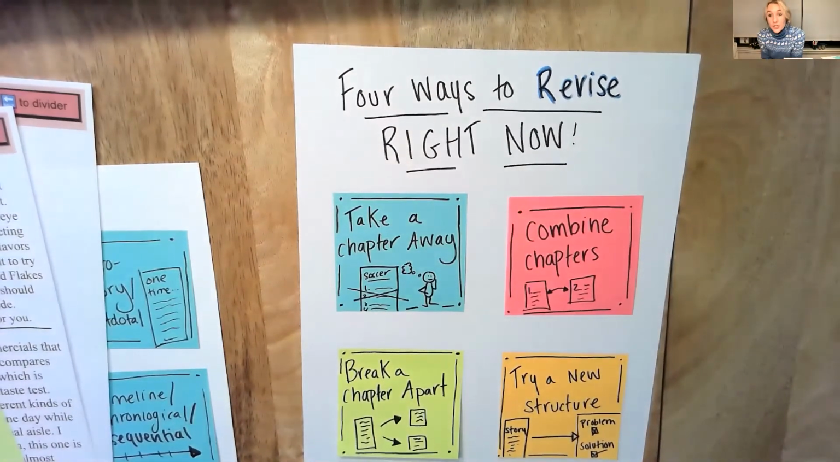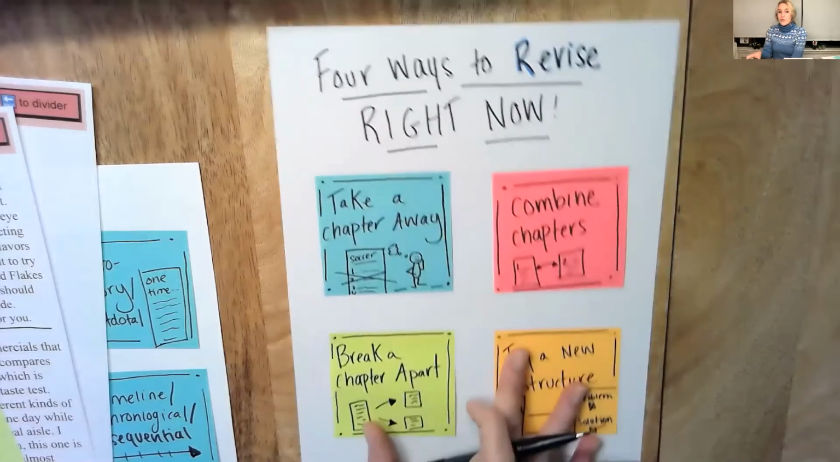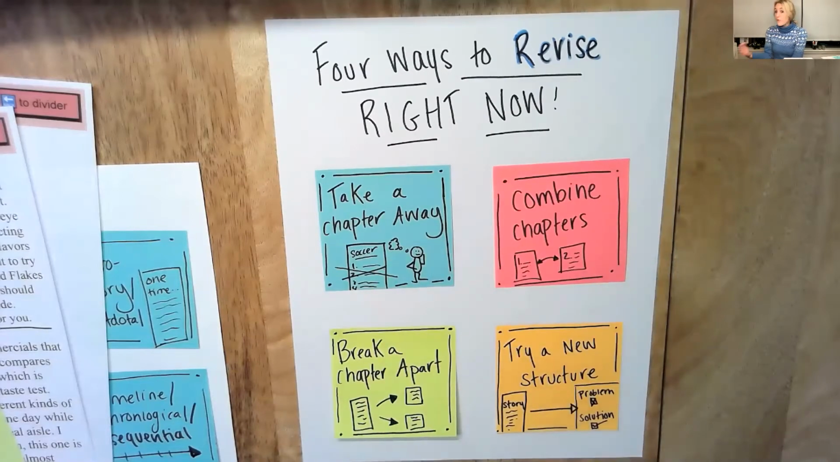Right now, I want you to look at your own work, read it over, or go back to the parts that you are feeling are not so strong. And then try one of these or try maybe more than one. Today, you are revising your work. You're trying to make it the best that it can be.